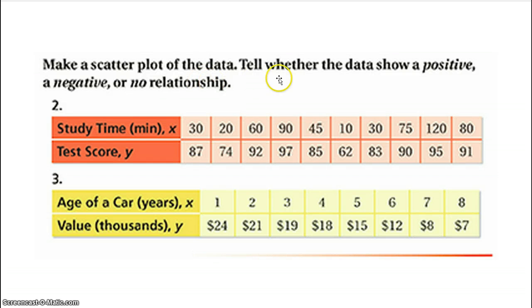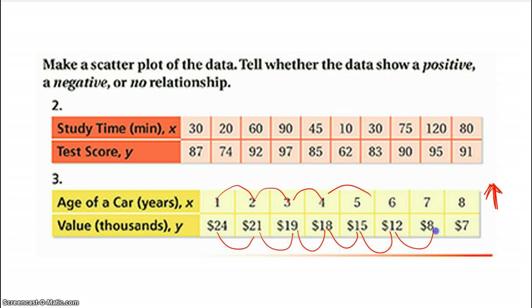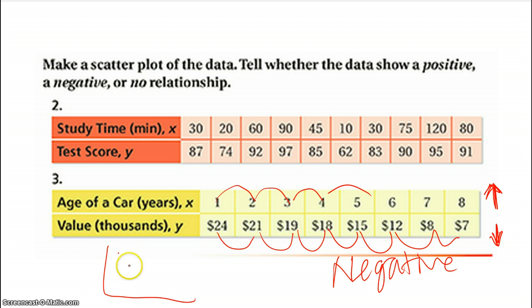This says go ahead and make a scatter plot on your own and then tell what you see. Sometimes you don't even have to do that. Sometimes you can just look at the data. So if I look at this data right here, the age of the car is going up, up, up, up. And if I look at this, it is going down, down, down, down, down, down, down. So if they're going in opposite directions, this is going to be negative. And if you're not sure, go ahead and plot it. You could go over 1 up 24, over 2 up 21, over 3 up 19, and you would see that going on.